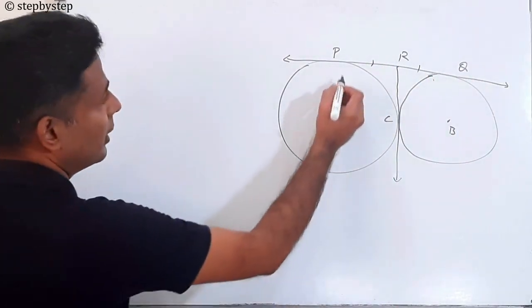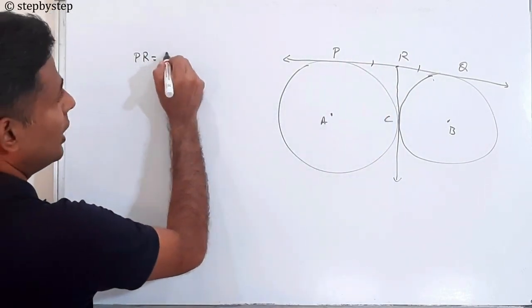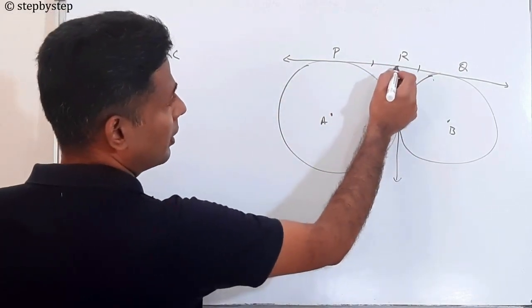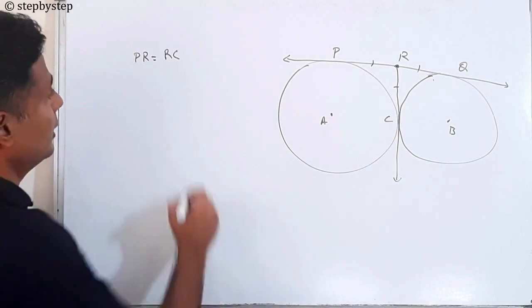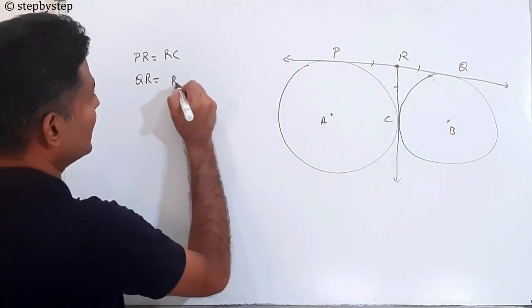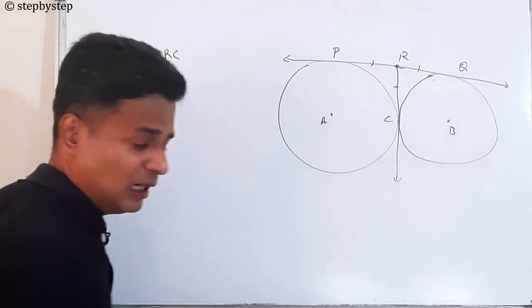Now how do we get this? If you see, R is an external point, so PR will be equal to RC. Why? Same tangents from the same external point. Similarly, we have QR equal to RC. Again, tangents from the same external point.